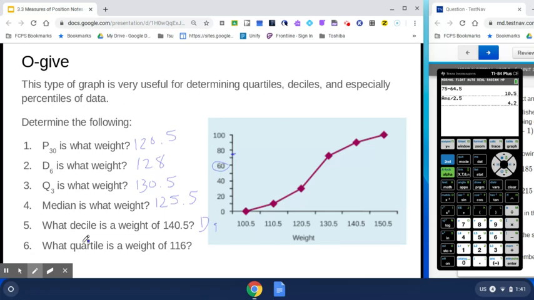And then the last question, a weight of 116. So if I find that, I'm going to say that's approximately here. Again, go straight up and straight over. That looks like it's the 25th percentile. The 25th percentile would correspond to what over 4? So 25 over 100 is equivalent to 1 over 4. So it's the first quartile.